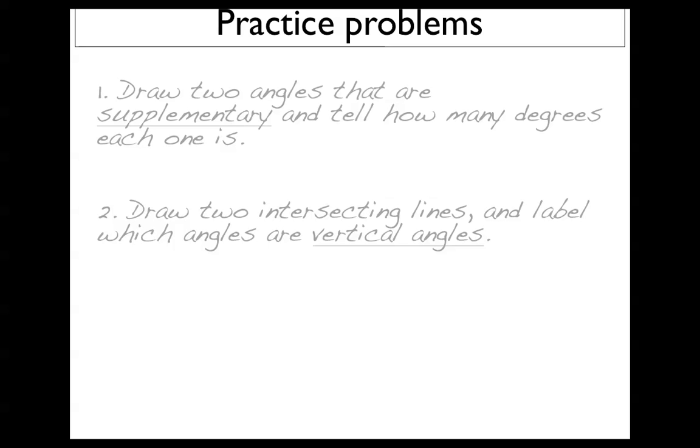Okay, so angle relationships. Some angles are adjacent, some angles are vertical, some angles are complementary, some angles are supplementary, some angles are even congruent. They're equal. That's all we got to say.